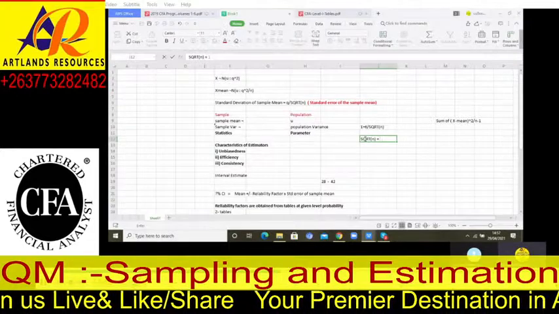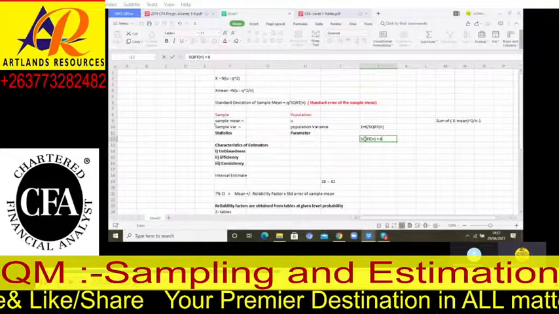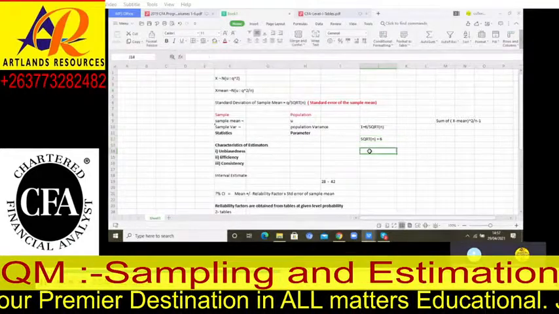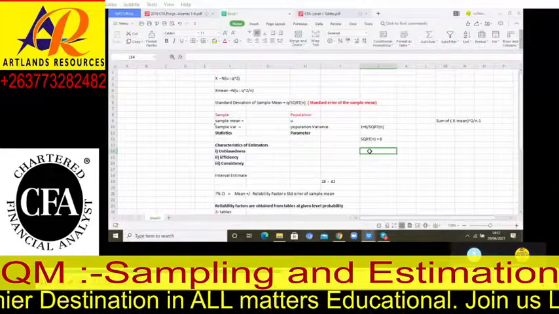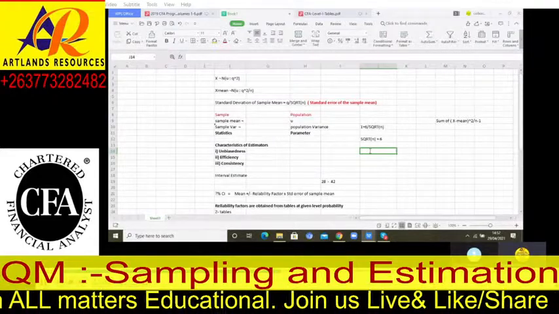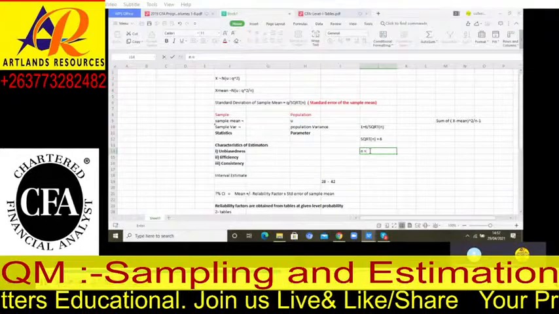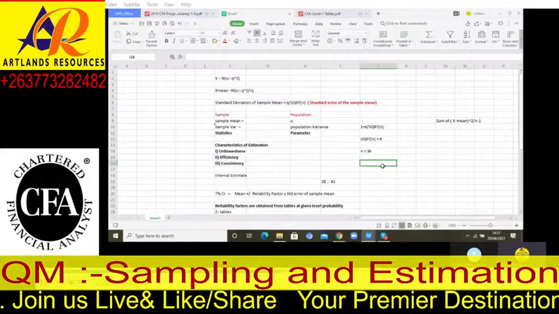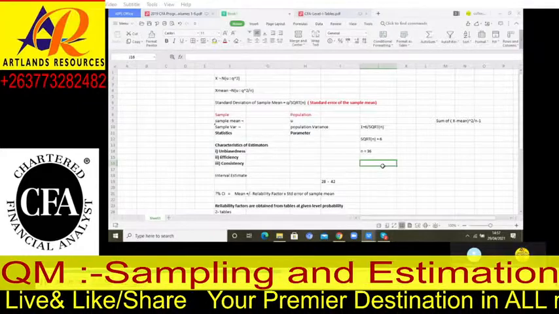Square root of n equals 6. Sorry. So what is your n? Square root of n equals 6, so n is 36, right? Yes, 6 squared is 36, that's your n. So that will be your answer.